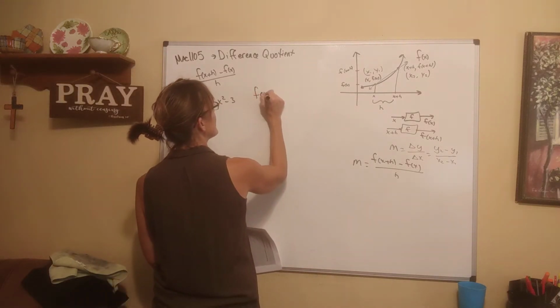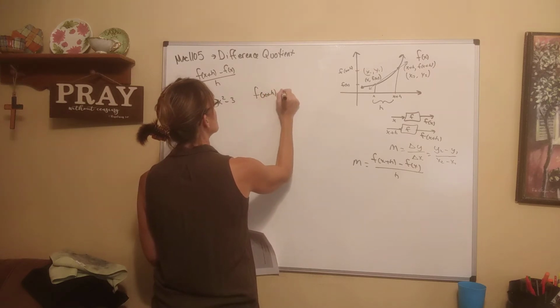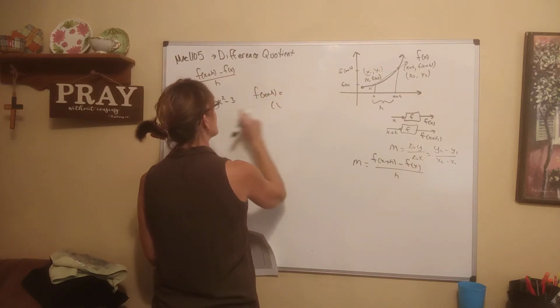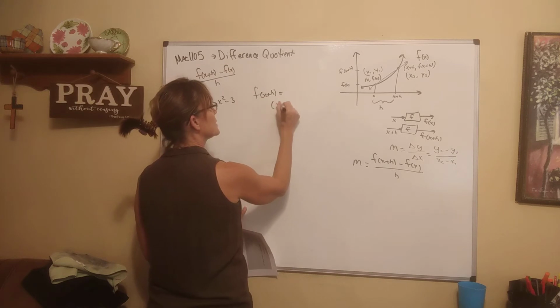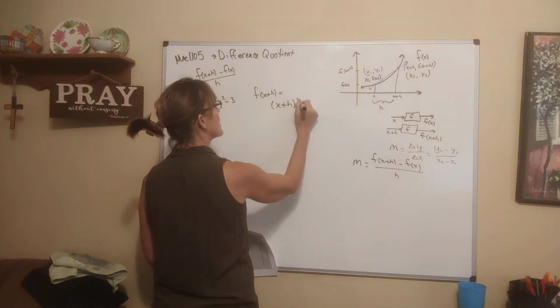So let's do that. f of x plus h is equal to, I replace x with whatever I find there, x plus h, squared minus 3.